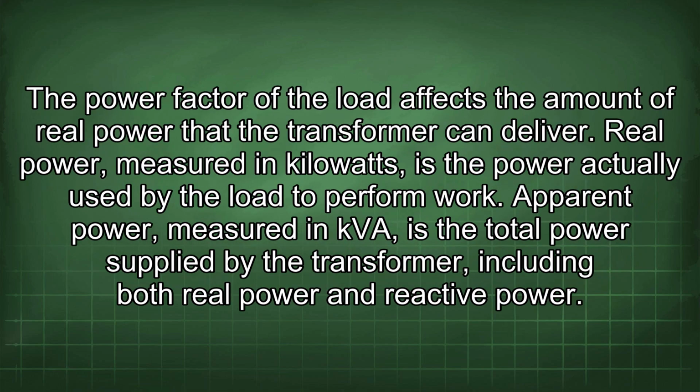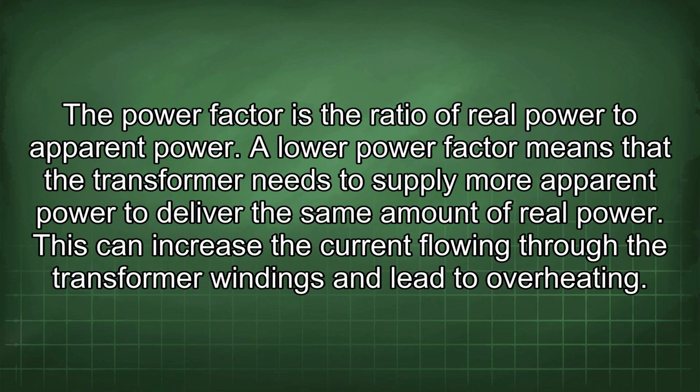The power factor of the load affects the amount of real power that the transformer can deliver. Real power, measured in kilowatts, is the power actually used by the load to perform work. Apparent power, measured in kVA, is the total power supplied by the transformer, including both real power and reactive power. The power factor is the ratio of real power to apparent power. A lower power factor means that the transformer needs to supply more apparent power to deliver the same amount of real power. This can increase the current flowing through the transformer windings and lead to overheating.